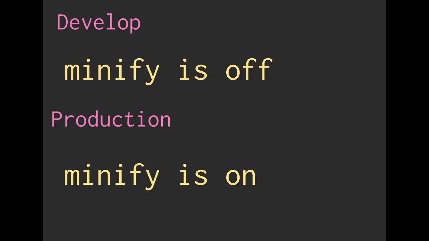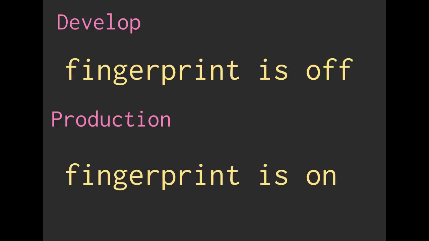Whenever we are in development mode, minify is off. So generally, you want to be able to read your JavaScript. If you get a JavaScript error, it'll actually show up inside of that console. It's very convenient to debug. In production, minify is on because we want to keep those files as small as possible. In development, fingerprinting is going to be off just because it takes a little bit of extra time. And in production, fingerprinting is going to be on.